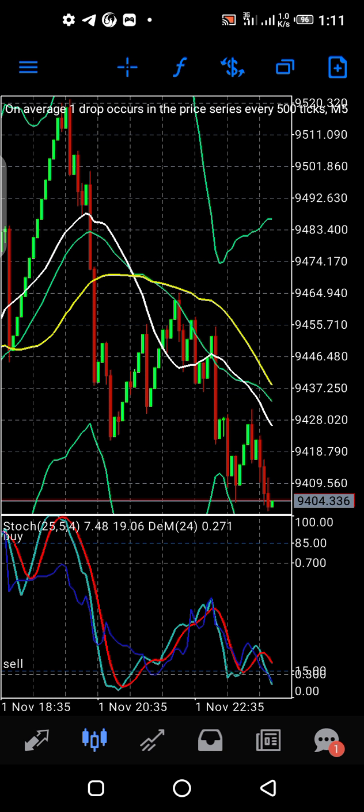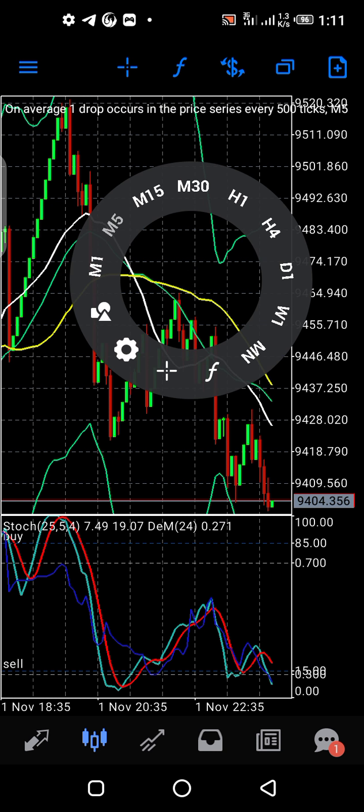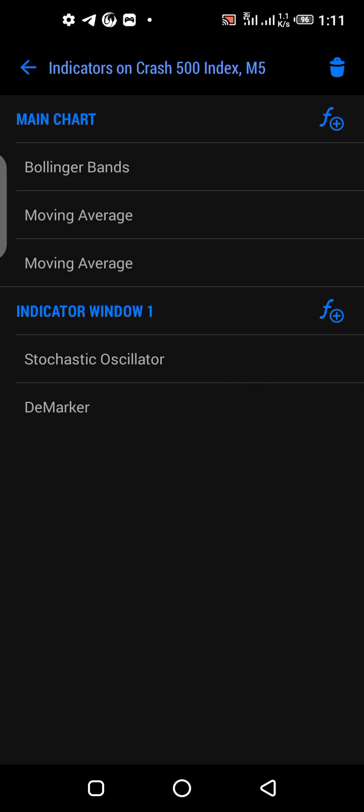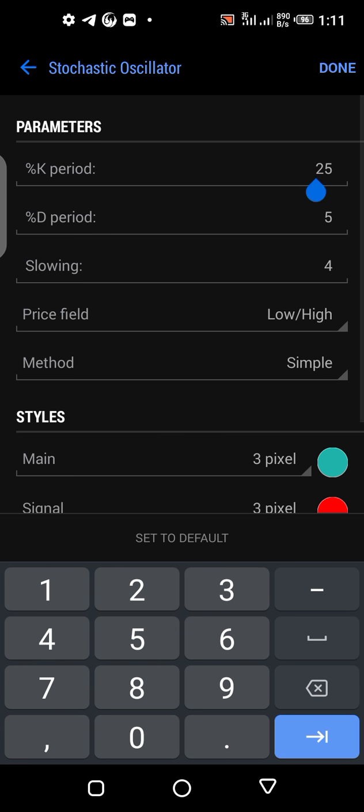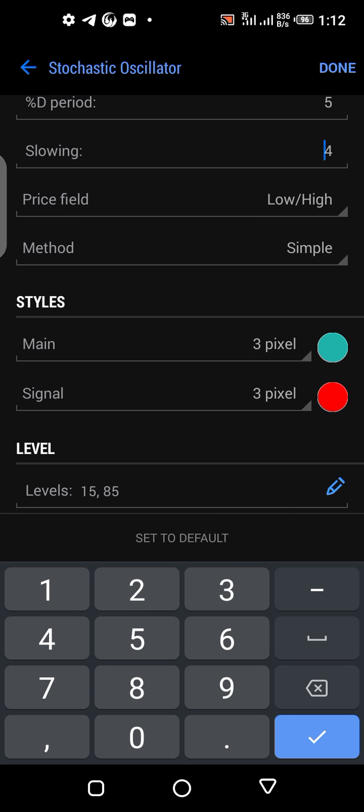Alright, now since you have added those ones, the next to add is the stochastic oscillator. Don't forget, you can pause the video and check the settings well so you can apply them. The first one here is 25, the K period; the D period 5, slowing 4, price field low/high, method simple, style 3, signal 3 pixels.